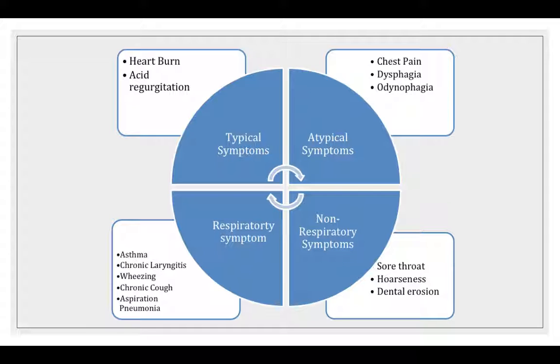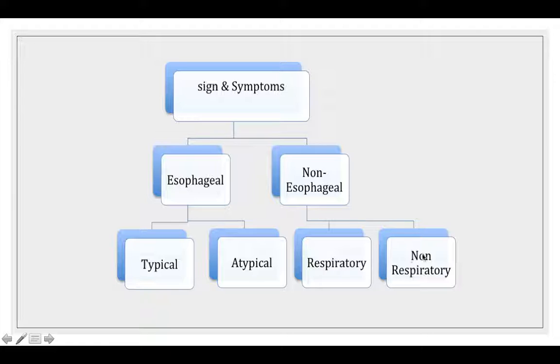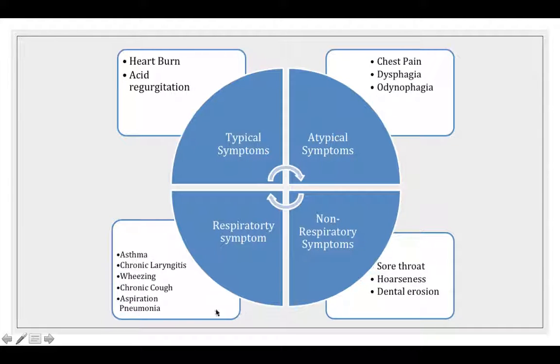Then we have non-esophageal, right? Non-esophageal, we have respiratory and non-respiratory. These lower two are actually non-esophageal. In respiratory, we have asthma, chronic laryngitis, wheezing, chronic cough, aspiration pneumonia. The patient must be having these, and they are producing these symptoms. Of course asthma is not a symptom itself, but if you hear wheezing, and you can see some inflammation or chronic cough is there, then you might say these are the respiratory symptoms of non-esophageal.